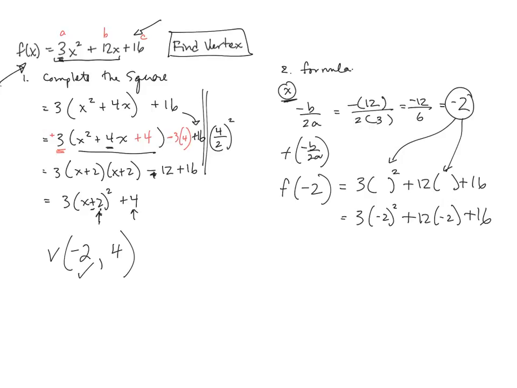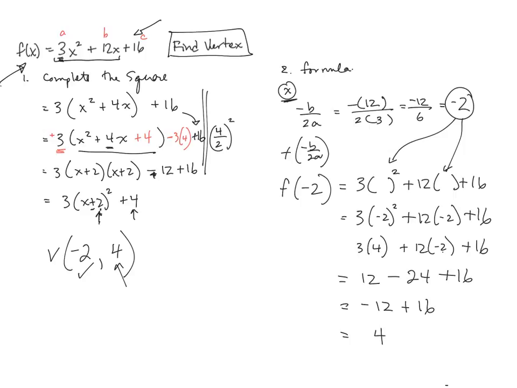Negative 2 squared is a positive 4, so it'd be 3 times 4 plus 12 times a negative 2 plus 16. 3 fours are 12. 12 times minus 2 is a negative 24 plus 16. So 12 take away 24 would be a negative 12 plus 16. And negative 12 plus 16 comes out to 4. And that's where I got that number there.